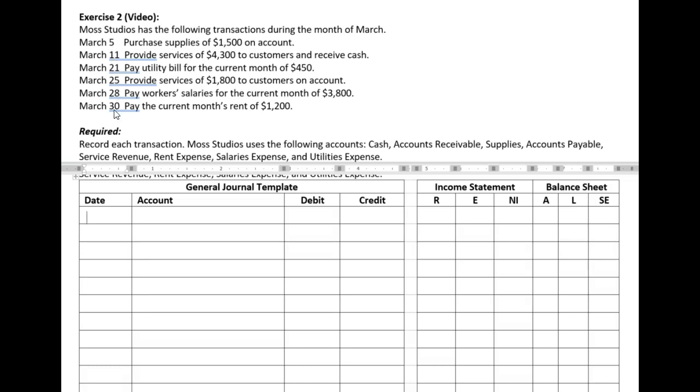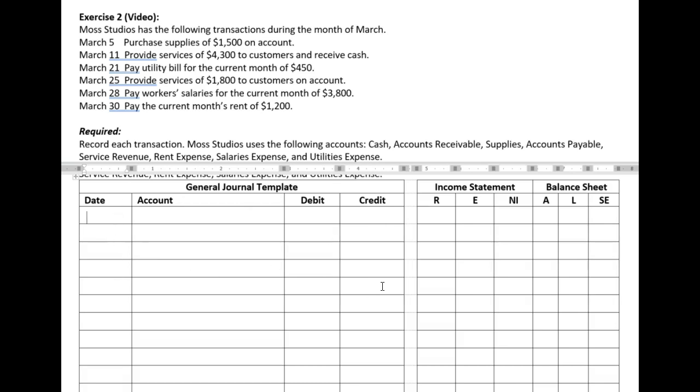We will read all these later. There's no point in reading them twice here, but it's asking us to record each transaction, and it tells us the accounts they use. So it sort of gives us a hint as to what accounts we need to use for this problem. Now, we are going to record each of these transactions in the general journal.